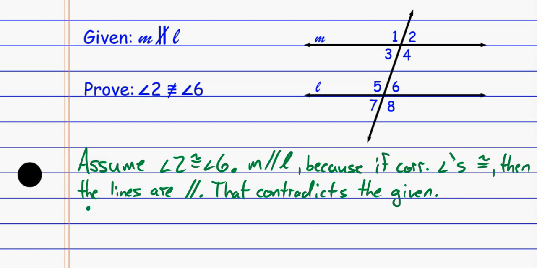Therefore, again, I use these three dots to mean therefore. Therefore, the thing I assumed must be false. The opposite must be true. Angle 2 is not congruent to angle 6. So again, I make an assumption. I show that that assumption is false so that I can show that the opposite is true. That's the idea behind indirect proofs. We're assuming the opposite of what we want to prove. We've run into a contradiction, which means the thing we assumed is false. The original statement must be true.